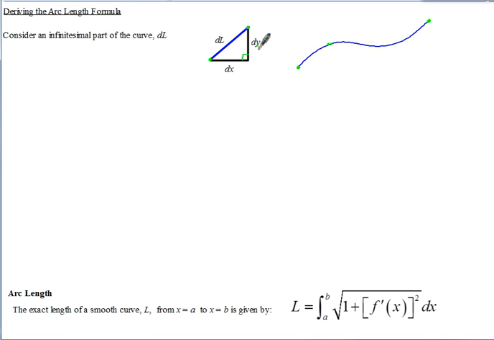First, since we've got a right triangle there, we can use the Pythagorean Theorem and say dl squared, the hypotenuse squared, would equal the sum of the legs squared, so dx squared plus dy squared. And eventually we want to use this to figure out an equation for L, the length of the curve. So we can start by dividing both sides of the equation by dx squared.